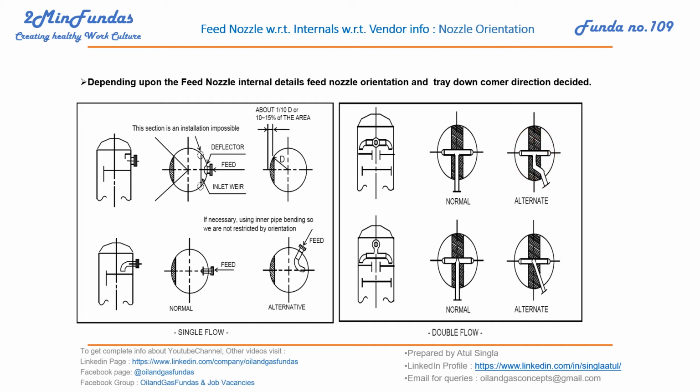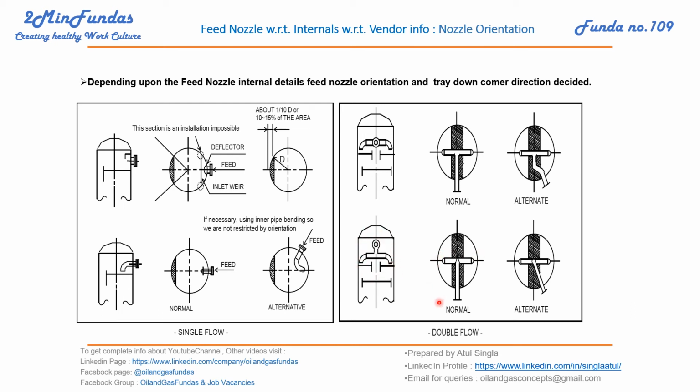If we are not able to take it straight, then we can go for this one, but only after taking confirmation from the vendor. Then this is another case where there is an elevation difference. Okay, the feed is coming from somewhere and we cannot lower it, and we have limitation while freezing the elevation of trays, then only we go for this kind of scenario.